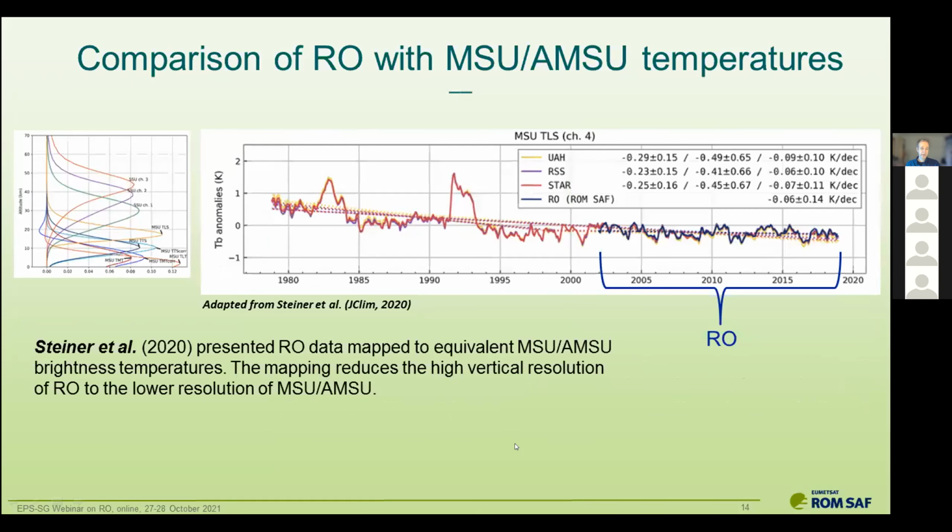This is a comparison of RO with MSU temperatures. It just shows that if we downsample the RO data, which has a much higher vertical resolution than MSU data, and compute the MSU brightness temperature corresponding to the RO data, we can show that there is a very good correspondence between the two data sets.